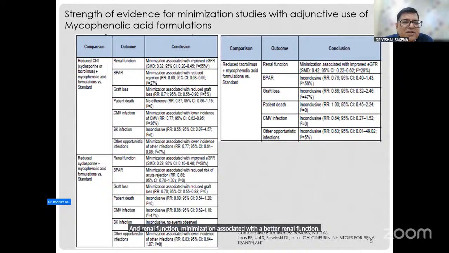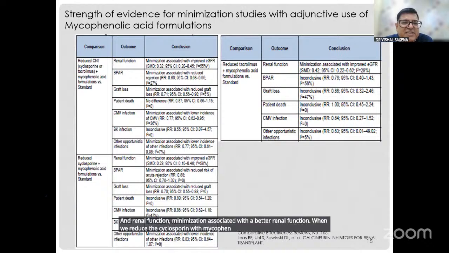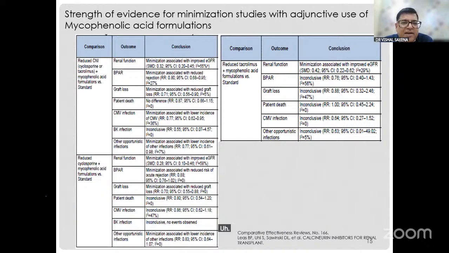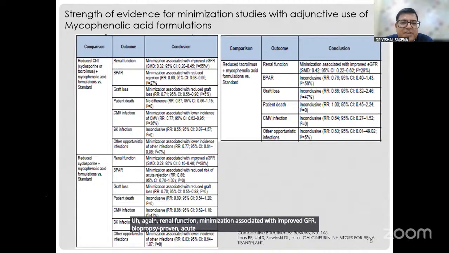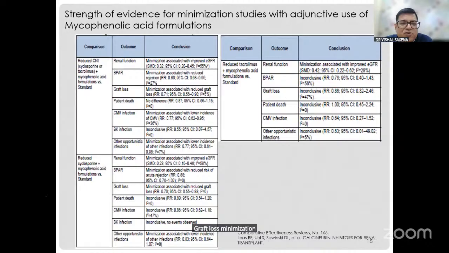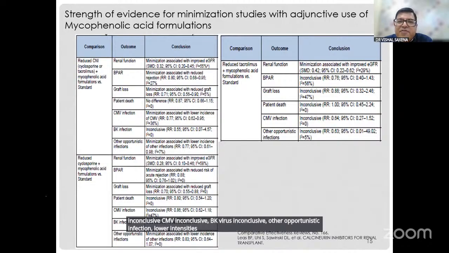When we reduce cyclosporin with mycophenolate versus standard, again for renal function, minimization was associated with improved GFR. Biopsy-proven acute rejection: minimization was associated with reduced risk. Graft loss: minimization was associated with reduced graft loss. Patient death, CMV, and BK virus were inconclusive. Other opportunistic infection had lower incidence as compared to other infections.